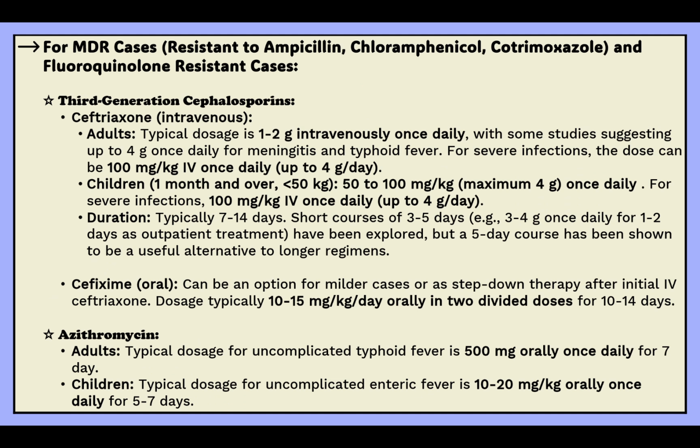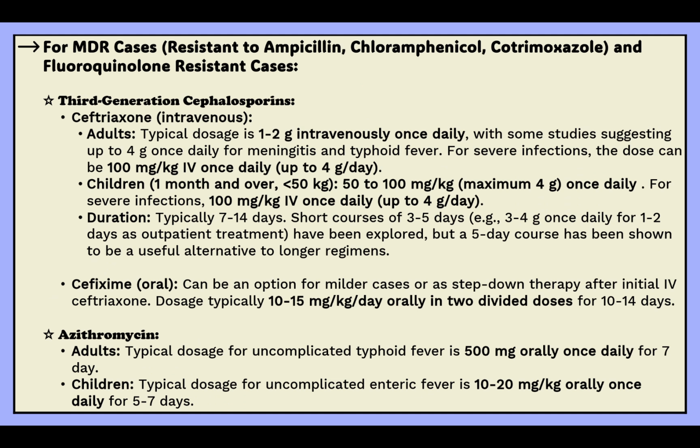For MDR cases, resistant to ampicillin, chloramphenicol, cotrimoxazole, and fluoroquinolone-resistant cases, third generation cephalosporins are commonly used. Ceftriaxone intravenous is a key option for adults. A typical dosage is 1 to 2 gram intravenously once daily, with severe cases potentially requiring up to 4 gram once daily or 100 mg per kg up to 4 gram per day.